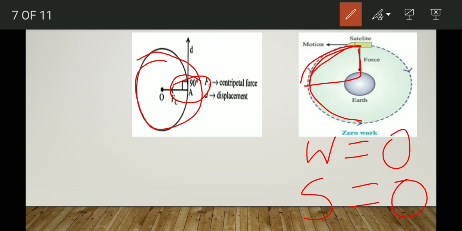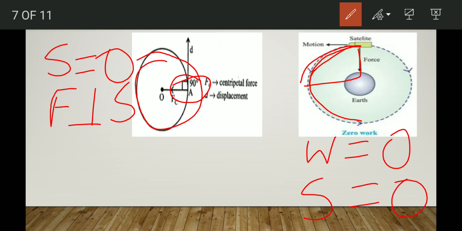If you remember, in the previous slide, there was a boy who was trying to push the wall. So in that situation also, work done will be 0 because there is no displacement taking place. Hence, work is 0 when there is no displacement or when the angle between force and displacement is 90 degrees, and one more case is when there is no force applied on the body, when the force is 0. So these are the three situations when work done by the object is 0.